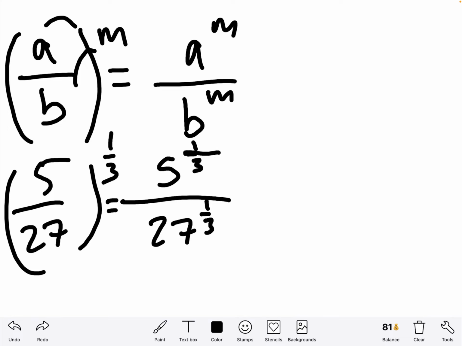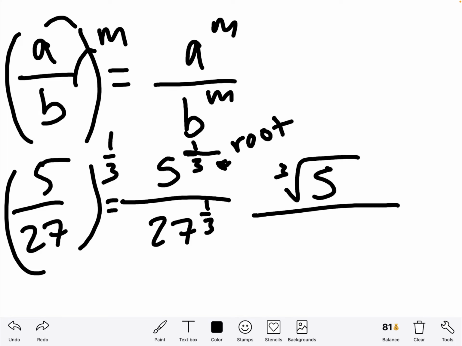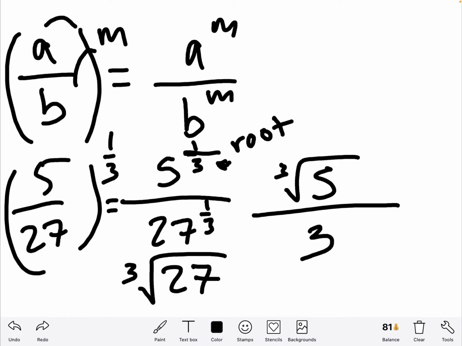So what does this look like? Well, remember, we're recognizing that fractions mean roots. So this is a root. What root is it? It's a cube root because our denominator is a 3. So this will be like this. And then remember that the cube root of 27 is 3.